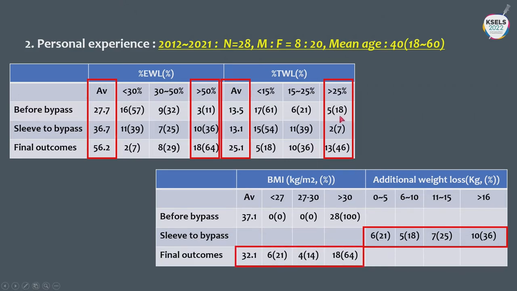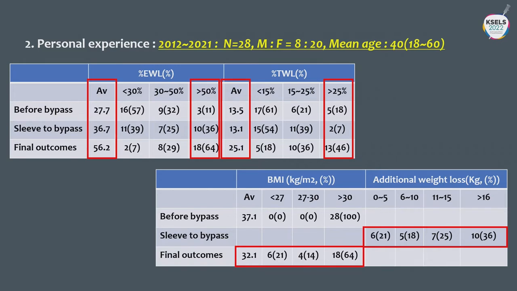Okay, so I mean, finally, their percent of excess weight loss and percent of total weight loss, depending on the Reynolds criteria, is okay.